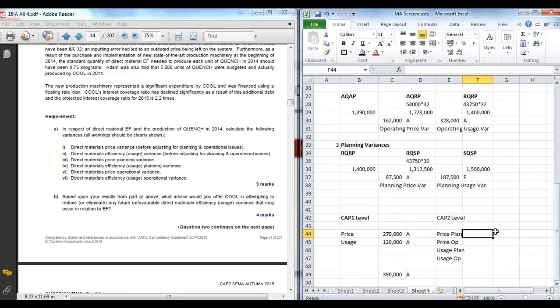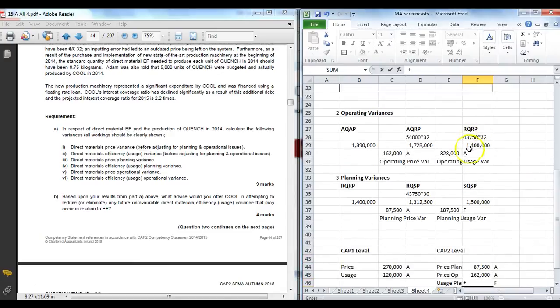And if we slot what they are in, the price planning was 162 adverse, price operational, sorry, I'm getting mixed up myself. The planning price was 87.5 adverse. The price operational, which is up here, was 162 adverse. The usage planning was 18,750 favorable. So just put in the favorable, adverse, adverse. And the usage op here was 328 adverse.